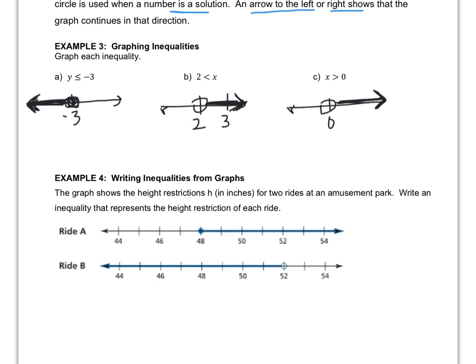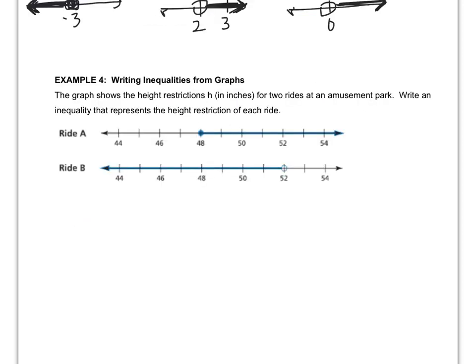All right, last thing is we have to write some inequalities. So the graph shows the height restriction, h in inches, for 2 rides at an amusement park. Write an inequality that represents the height restriction of each ride. So for ride A, if you notice, it's at 48, and we're allowed to be equal to 48, so it's going to be one of the equal to symbols, and it's greater. So this would be an example of where you have to be over 48 inches. So let's say h is greater than or equal to 48.